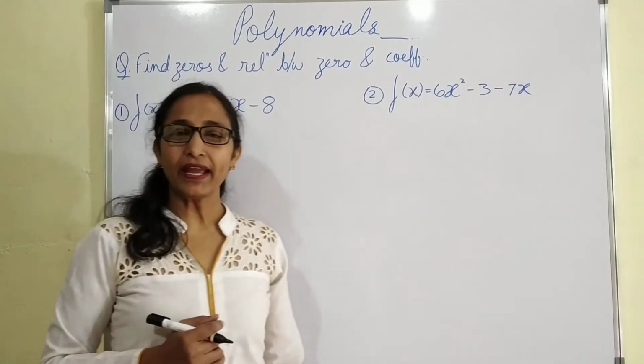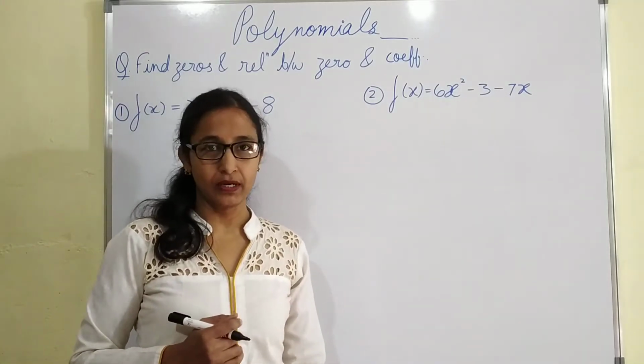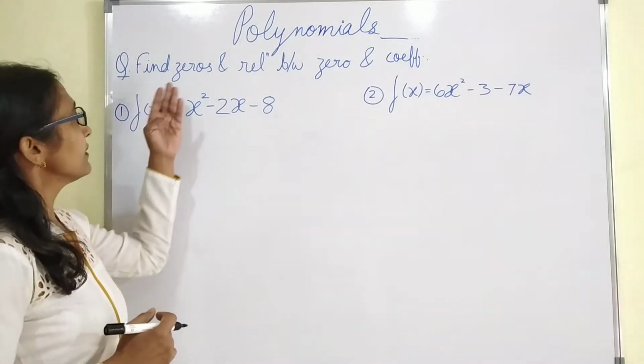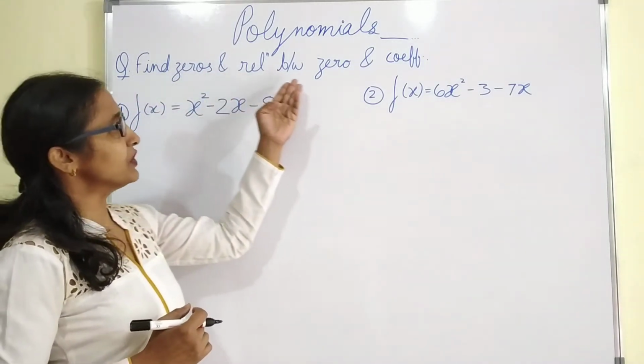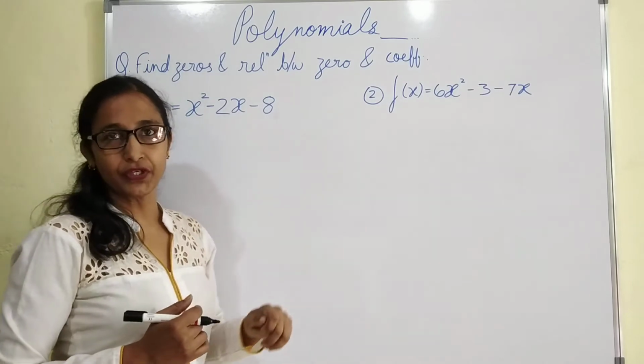In the previous video, I explained the nature of a parabola. In this video, I am explaining the zeros and the relation between the zeros and the coefficients.